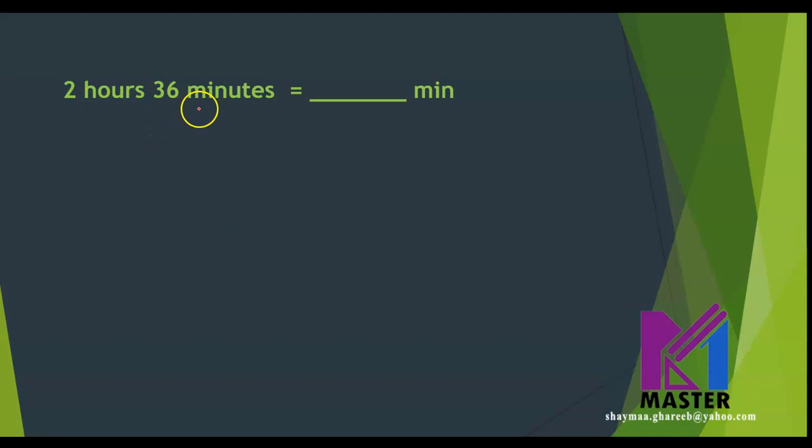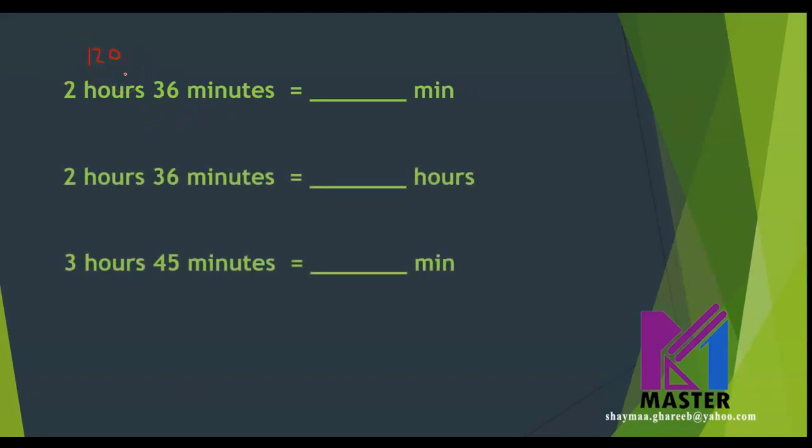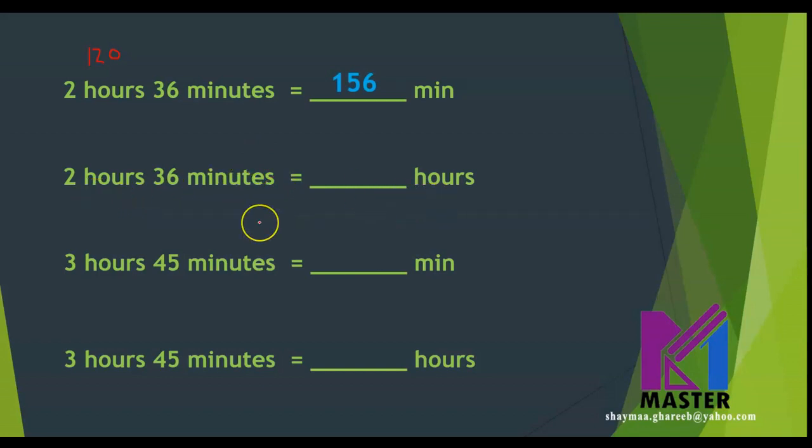Now I have 2 hours and 36 minutes into minutes. 2 hours, there are 120 minutes in the 2 hours. 36 minutes plus the 120 minutes will give 156 minutes. Now if I want to write the same number, but this time in hours. So what fraction of an hour is the 36? 36 over what? Over 60.